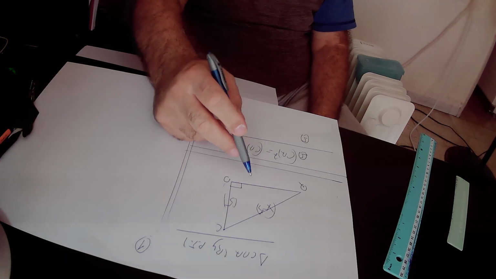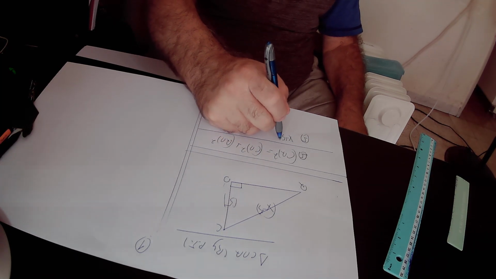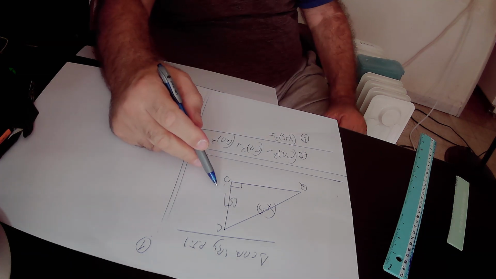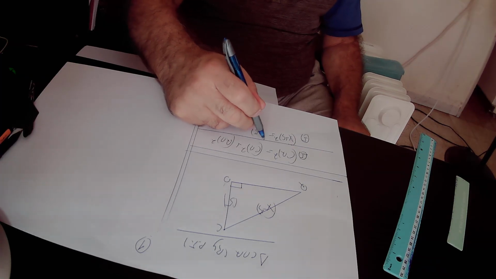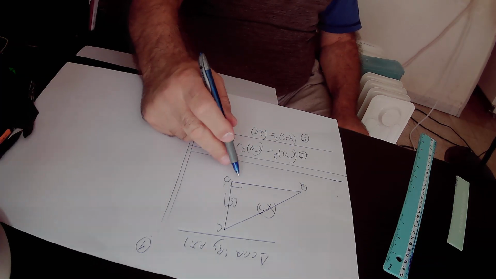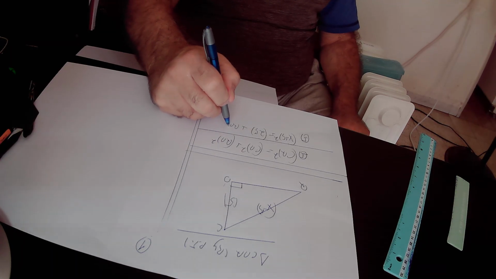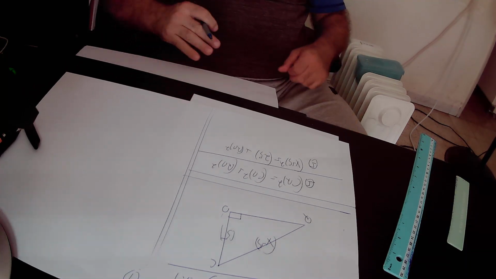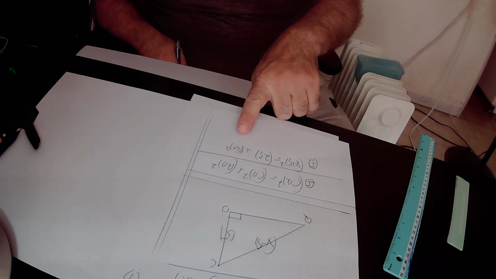CQ is x plus 5, therefore CQ squared is (x plus 5) squared. And it is equal to CO squared. CO is 5, therefore CO squared is 5 squared, that is 25, plus QO squared. QO is the missing side, so we leave it as it is. So in total, according to equation 1, we find that (x plus 5) squared equals 25 plus QO squared.